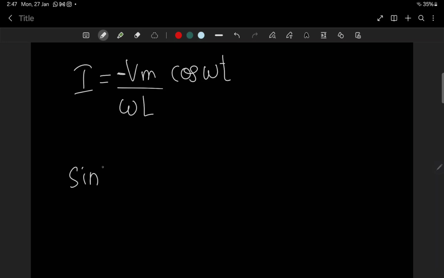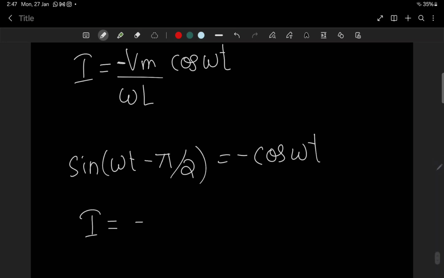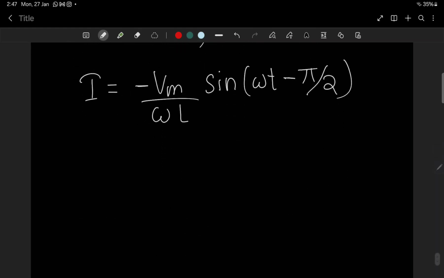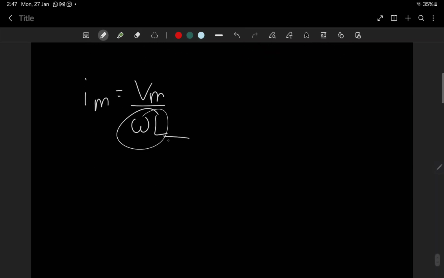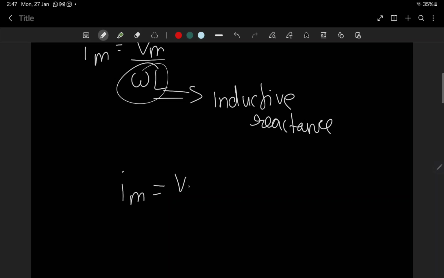You know that sin of omega t minus pi by 2 is equal to minus cos omega t. So we'll substitute there. I equal to Vm by omega L into sin of omega t minus pi by 2. So the current is lagging by pi by 2. Here Im can be written as Vm by omega L, and this omega L is called inductive reactance, that is XL. So therefore Im can be written as Vm by XL.